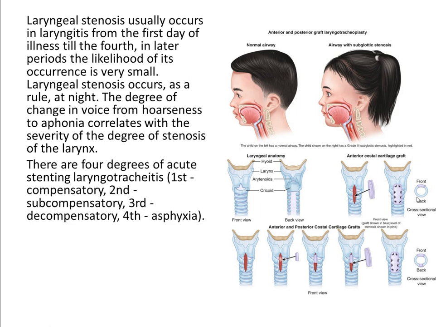Laryngeal stenosis occurs, as a rule, at night. The degree of change in voice from harshness to aphonia correlates with the severity of the degree of stenosis of the larynx. There are 4 degrees of acute stenosing laryngotracheitis: compensatory, subcompensatory, decompensatory, and asphyxia.